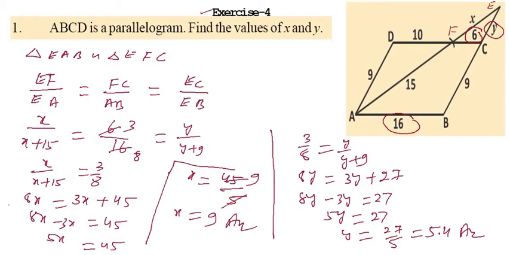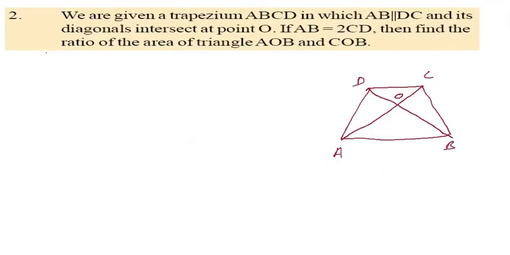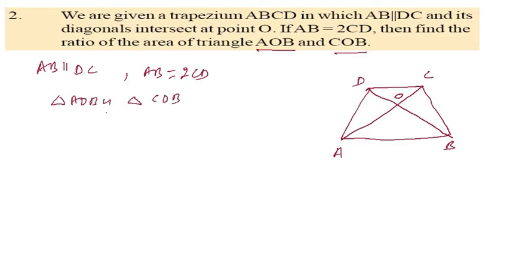Let us do the next one. Question number 2. It is given that it is a trapezium in which AB is parallel to DC. Its diagonals intersect at point O. There is the O. If AB is equal to 2 CD, then find the ratio of the areas of triangle AOB and COB. As you know, triangle AOB is similar to triangle COB. That means area of triangle AOB upon area of triangle which one?